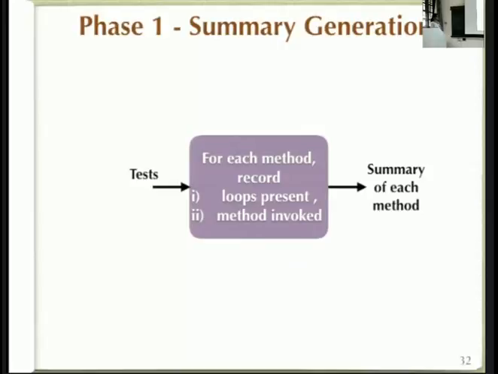Summary generation takes a random set of tests as input, and for each method in the program, it is going to record the loops present and the methods invoked, and that is the summary of each method. So for a particular class as an input, you are going to have a lot of tests. One test that we saw for the append method, a lot of such tests will be there. You are going to execute those tests and monitor them. Monitor them in the sense that you are going to check if there is a loop present in that method, and if there is another method invocation from that method, right? Okay, so what does this summary look like?